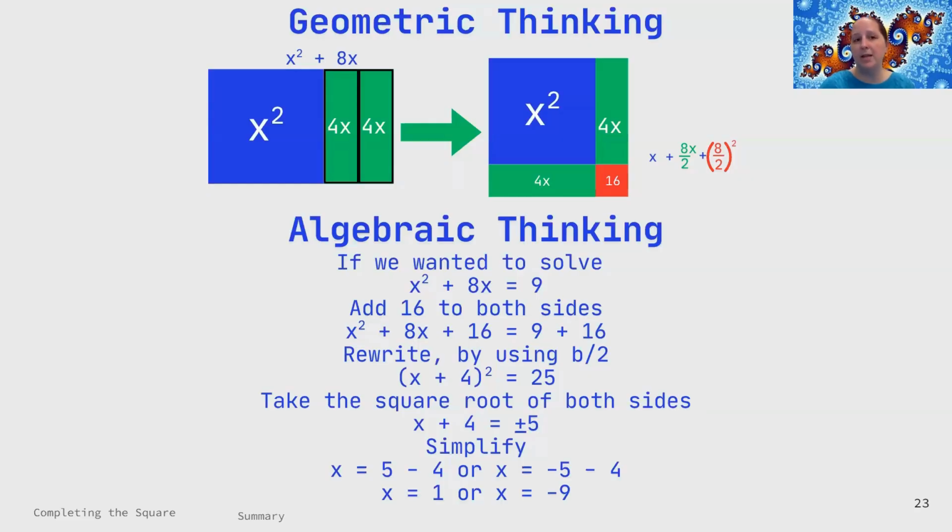Take the square root of both sides. Okay, so I get x plus 4 equals positive or -5. And then I'm going to simplify by subtracting 4 from both sides. Okay, so I would get x equals 5 minus 4 or x equals -5 minus 4, which is going to give me 1 or -9. These are also my zeros of my function. So just like we did in previous lessons, these are zeros of your function. So the zeros of my function, x squared plus 8x equals 9, are going to be 1 and -9. Those are the places that they're going to cross the x-axis. And that is the end of lesson 5.